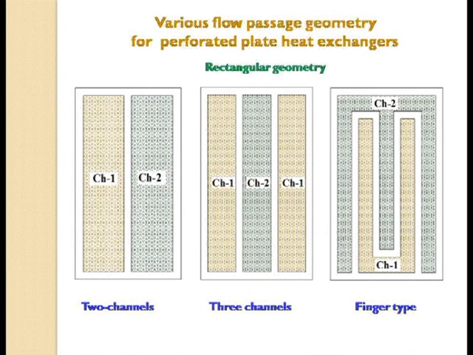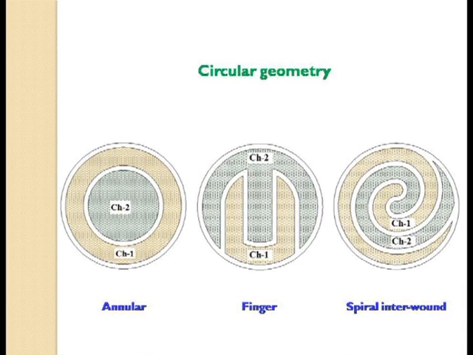So this is called finger type, this is called 3 channel, this is 2 channels. Similarly there are other designs also. So it is in circular design. Say you can have one fluid channel here, another fluid channel here. This is circular annular type, and circular finger type, you have one fluid here, channel 1, another fluid in this direction, in this form. Or you can have a spiral wound. That means one fluid, this yellow color, is one fluid, and that is wound by another fluid, that is channel 2.